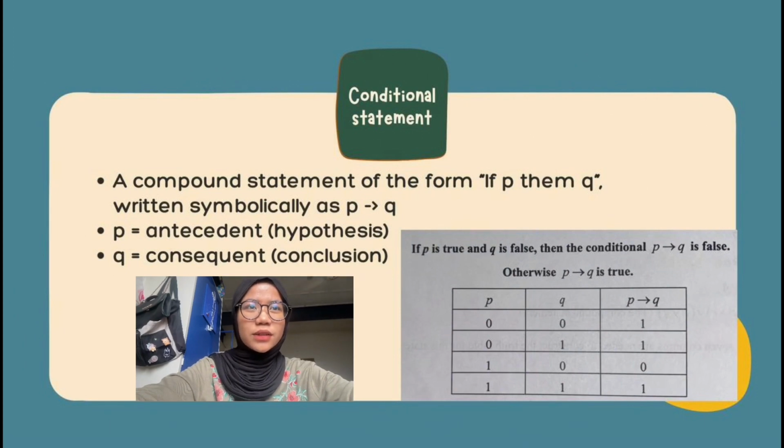So next is conditional statement. A conditional statement is a compound statement of the form if P then Q, written symbolically as P then Q. P is the antecedent, which is the hypothesis, and Q is the consequent, which is the conclusion. So it means here that the conclusion needs to be true so that the statement is true. For example, if P is true and Q is false, then the conditional statement P then Q is false.